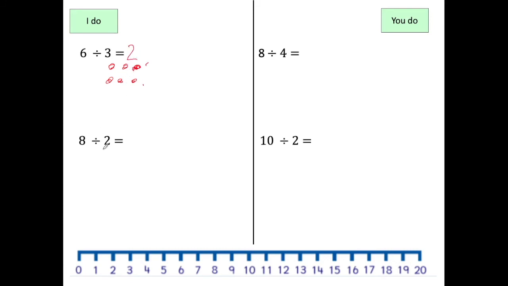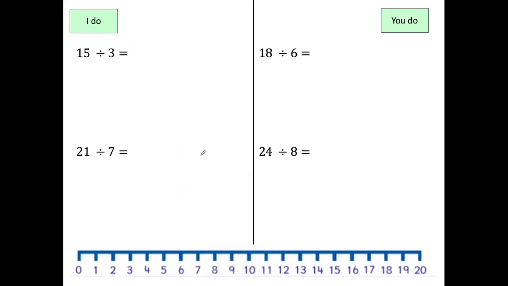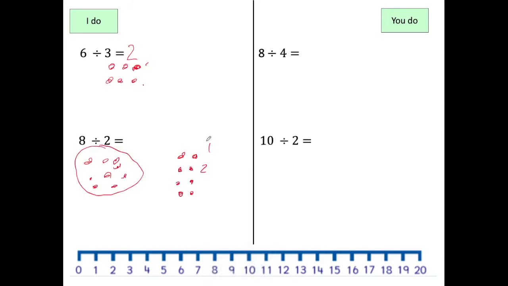The next question, we've got 8 divided by 2. So imagine if you've just got random 8 balls here. We need to see how many groups of 2 go into 8. So let's write it out like this. So we've got 2, 3, 4, 5, 6, 7, 8. We've got to 8. So now we're going to count how many groups we have. We've got 1, 2, 3, 4. So the answer is going to be 4.